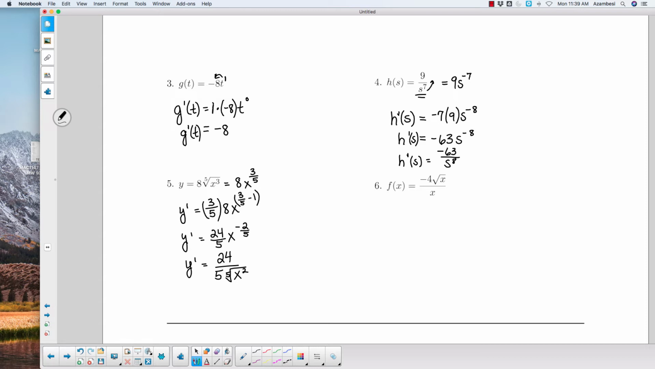All right, for this next one, we need to write that as a single power of x. So I have x to the 1/2 on the top, and x to the -1 if I bring the other one. So this is -4 x to the -1/2.